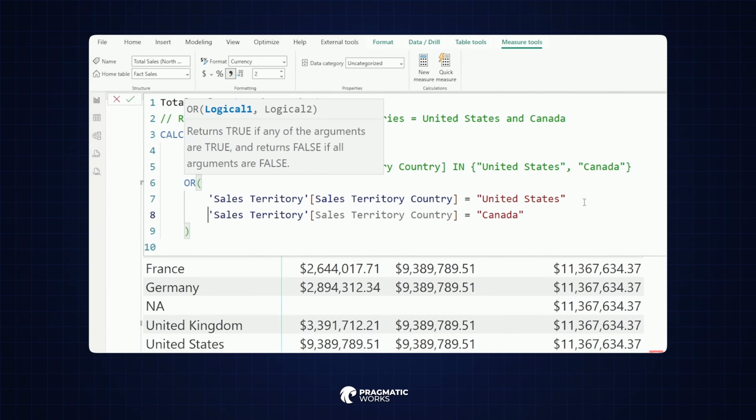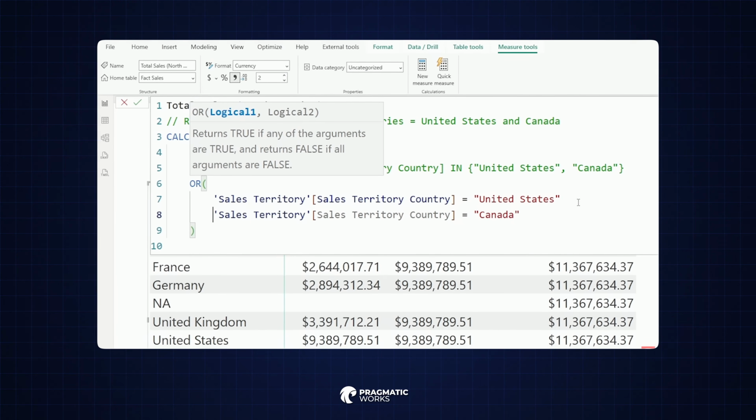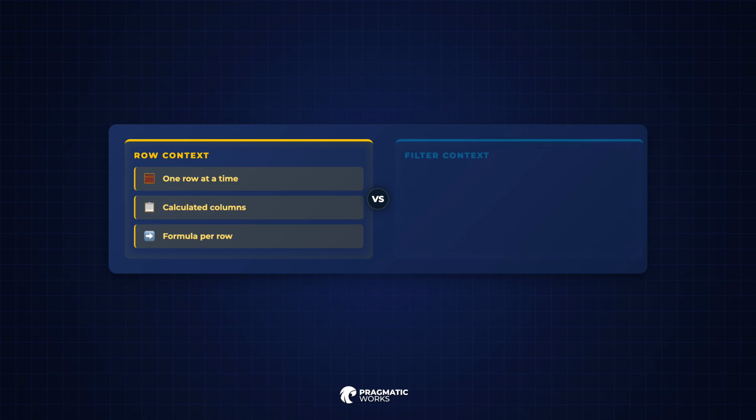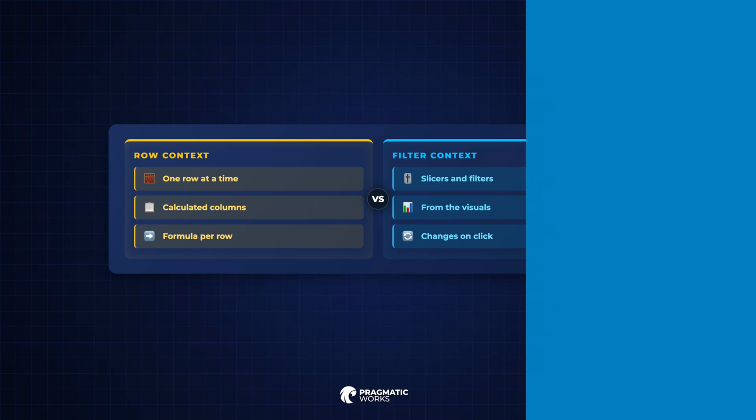When working with DAX, one of the most important things to understand is the difference between row context and filter context. Row context means DAX is evaluating your data one row at a time. You see this most often in calculated columns, where the formula runs separately for each row in a table. Filter context, on the other hand, is about which rows are included in a calculation based on slicers, filters, and visuals. Filter context can come from various places in your report based on your interactions and what's filtering down that data. And it's why measures change as users interact with a report.